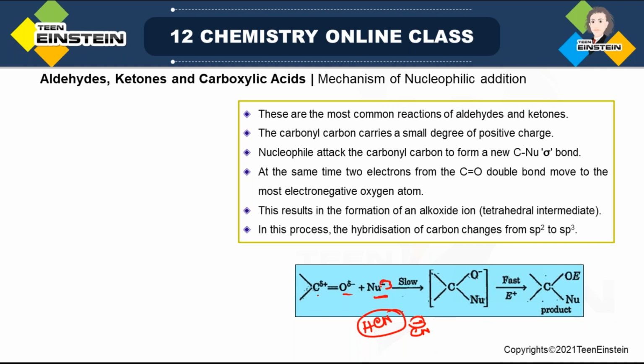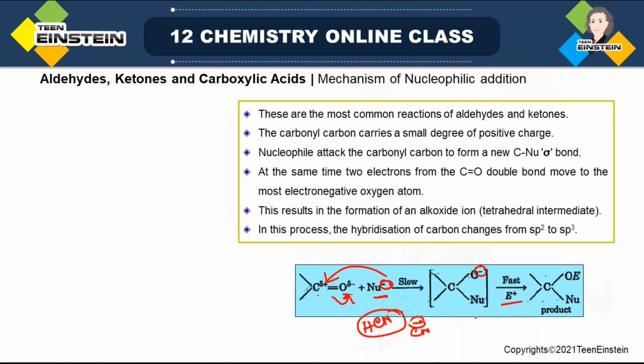So this nucleophile is added, the pi bond between oxygen and carbon will be broken, and there will be negative charge over oxygen. So see, this is the negative charge. Now the next step is very fast. Here E plus is mentioned. Don't be confused.